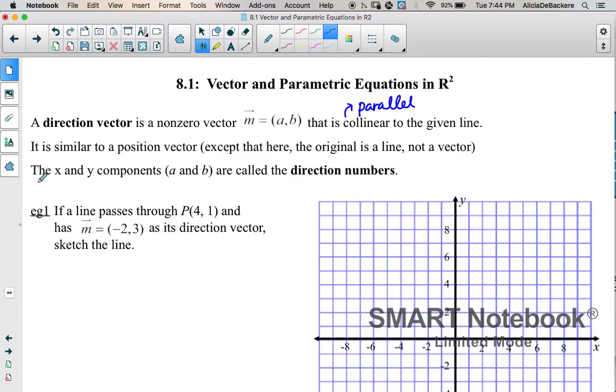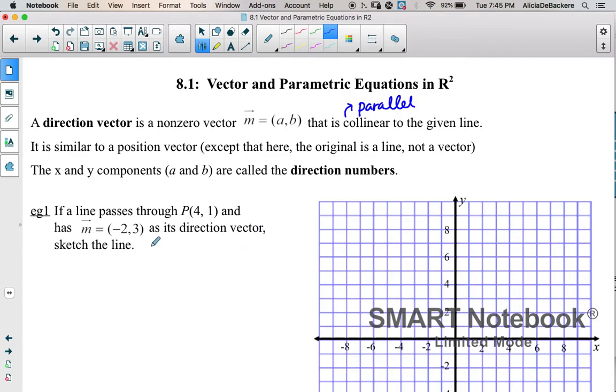And it's similar to a position vector, except that here the original thing is a line, not a vector. So a direction vector would be collinear to a position vector, but here we're talking about a line, not a vector. The x and the y components, the a and the b, are called the direction numbers, so I may reference that in the textbook.